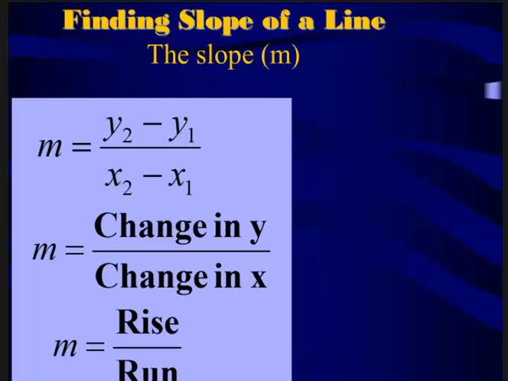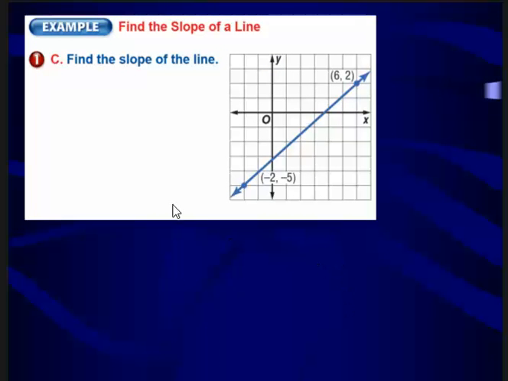So let's work some examples using those different processes. Find the slope of this line. There are several different ways that we can do this. We can either use a formula or we can count spaces since we're on the coordinate grid. It's easy to just count.